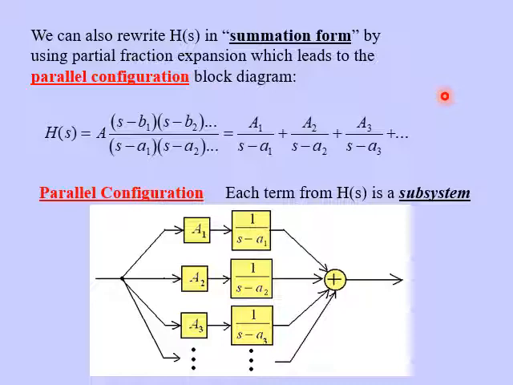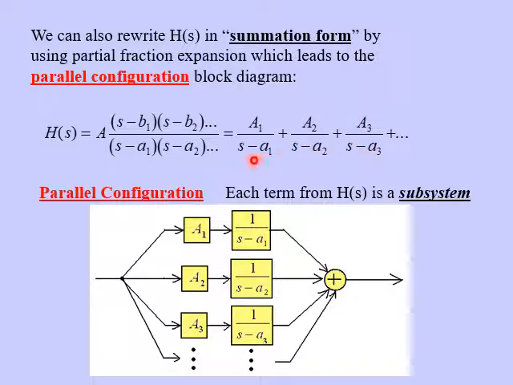Now there's another way to write the transfer function, and that is in what's called summation form. To do this, we're probably going to have to do partial fraction expansion. And this is going to lead to the so-called parallel configuration of the block diagram. So for example, with our factored transfer function shown before, if we were to perform partial fraction expansion, we can break up this transfer function into a bunch of different terms that are added together. And of course, we would have to determine what these partial fraction coefficients are, the a1, a2, and a3, but we know how to do that. We've done that method several times in the past.